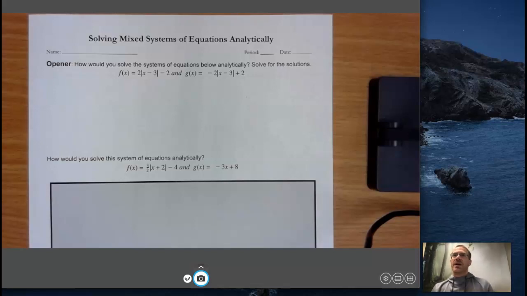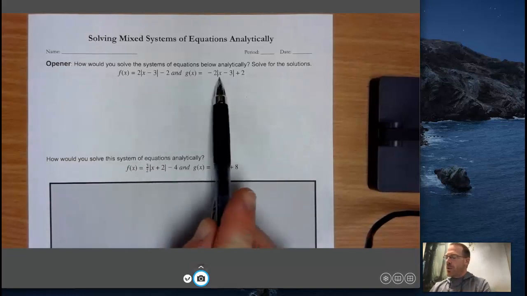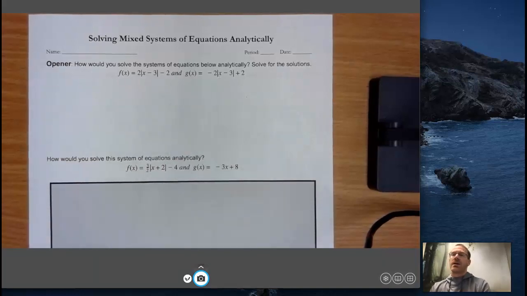So to get you thinking about that, let's go back to this problem. This was the opener that we did graphically in our prior lesson. So what I'd like you to do now is solve this algebraically. Go ahead and pause the video, do a little bit of algebra here. We'll turn it on, we'll see how you did.